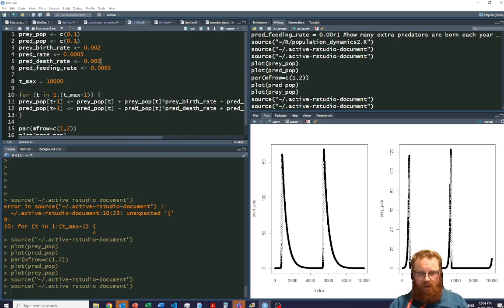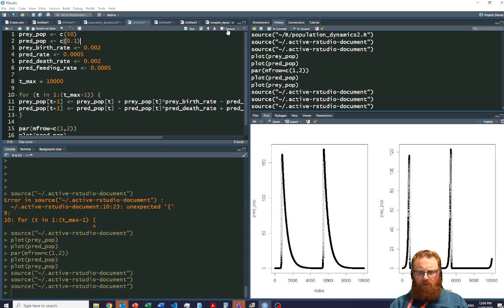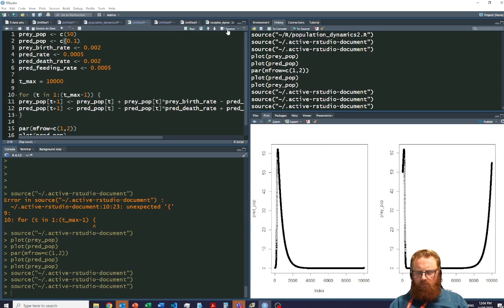But we've still got this question of what about the initial conditions? So we've got these rates. What happens if we choose a different initial condition? Let's say we start with a prey population of 50. What happens if I do that? Well, it looks like the oscillation is still going on. It's a bit hard to be certain.